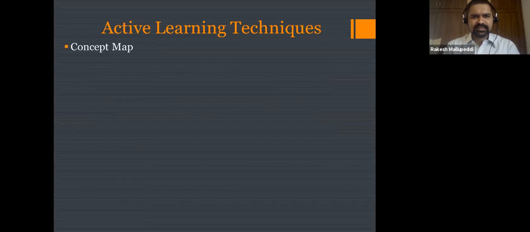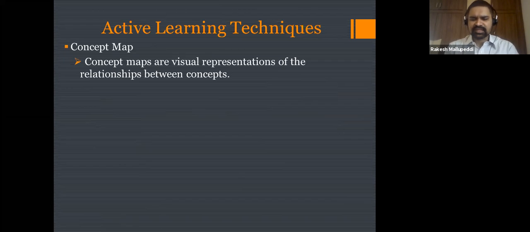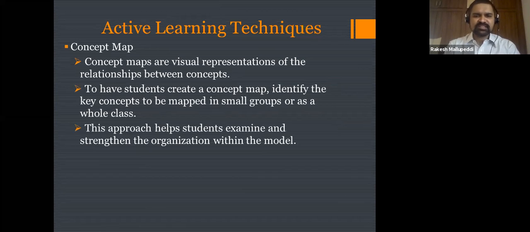Now, a concept map is simple. You take a concept, and you ask them to make it into a map, where the circles or nodes each hold a particular topic, and then go on to the next topic. What's the relation between both the topics? They mention the relation on the arrows. So yeah, it's a visual representation of relationships between concepts. Have students identify the key concepts to be mapped in small groups or as a whole class. This approach helps students examine and strengthen the organization within the model.